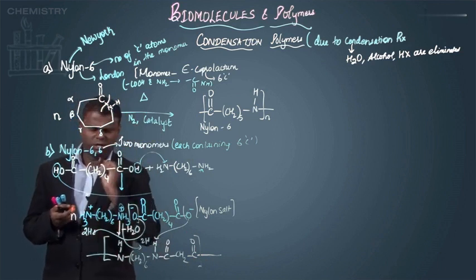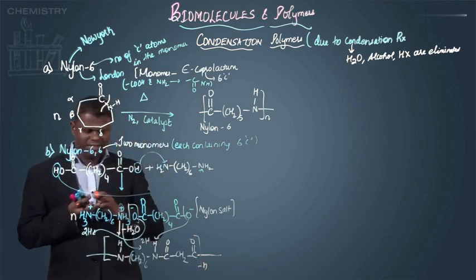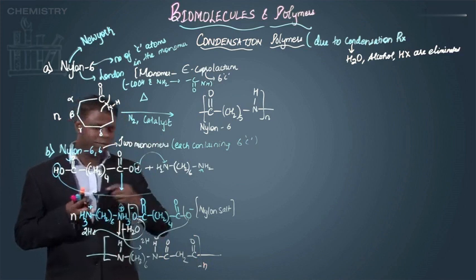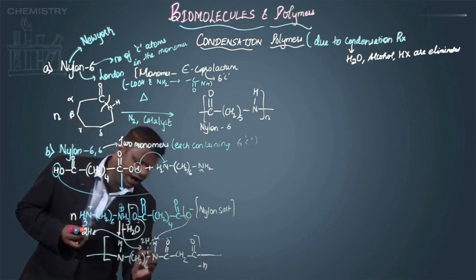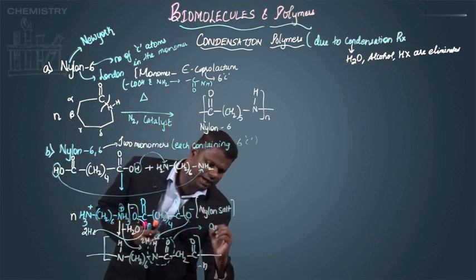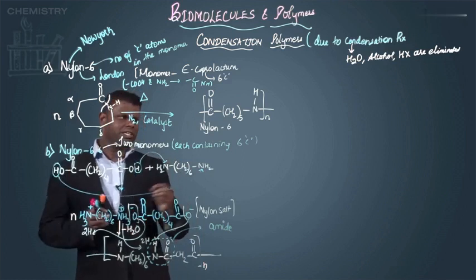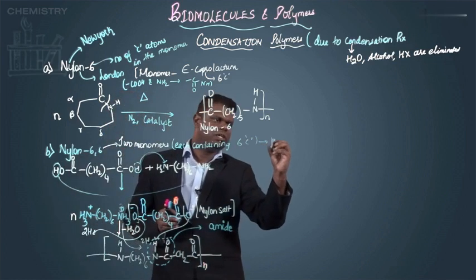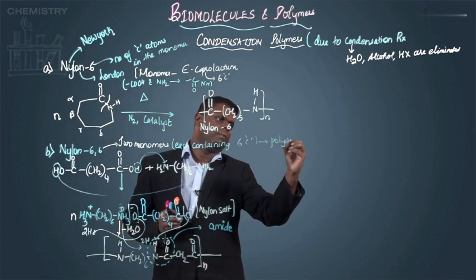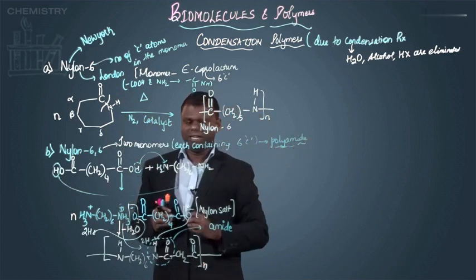You have n such molecules, you will get the polymeric chain, and if you observe, there is something very special about it. In this case, you have CONH. This linkage is called as amide linkage. Okay, so the polymer nylon 6,6 is also called as polyamide. Okay, so this is generally called as polyamide fiber.